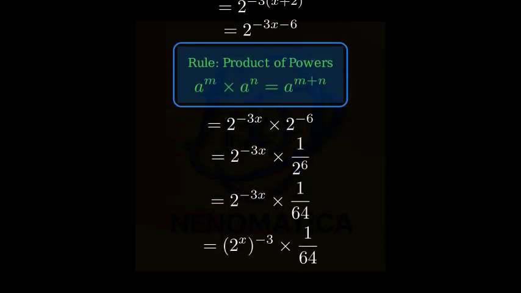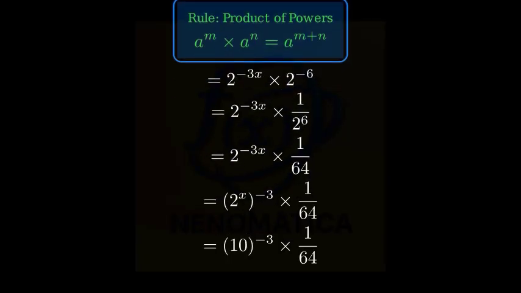Now, we need to use the information given in the problem. We know that 2^x equals 10. Therefore, 2^(-3x) equals 2 to the power of negative 3 times x, which we can rewrite as (2^x)^(-3). This means we have quantity 2^x, all raised to the power of negative 3. We can now substitute the given value.